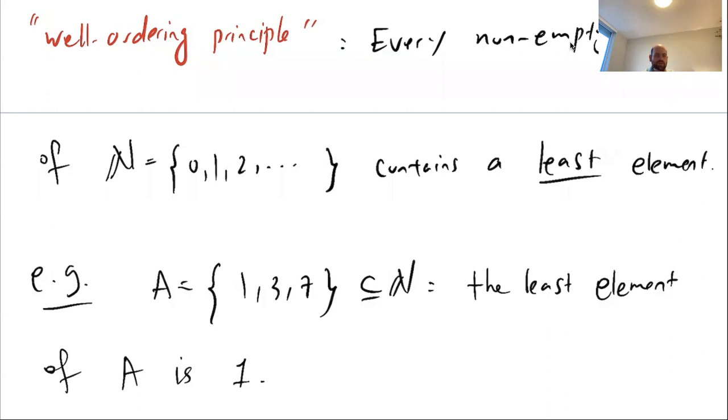So this is called the well-ordering principle. You will also see about this principle in the analysis course, Math 225. If you take it, in the very first week, you will see about the well-ordering principle.